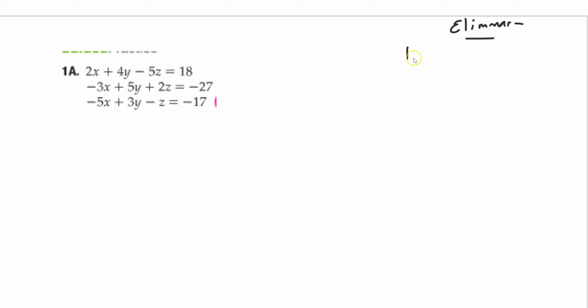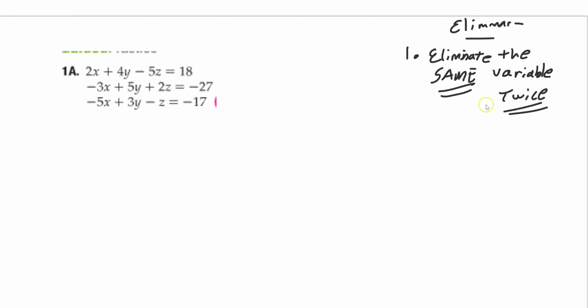So here's rule number 1 about doing this. We're going to do elimination. You've got to eliminate the same variable twice. I cannot stress that enough. A lot of times people say, okay, I'm going to get rid of the x's here, and then they get to the next one and think, it's actually a lot easier to get rid of the z's. So they get rid of the x's and then the z's. Not the best idea. Get rid of the same variable twice. So that's what we're going to do.